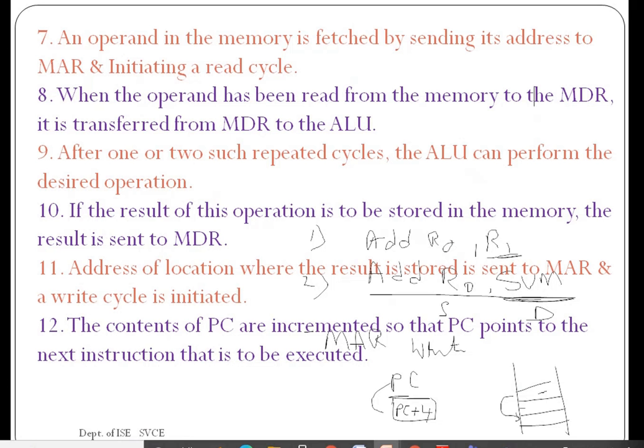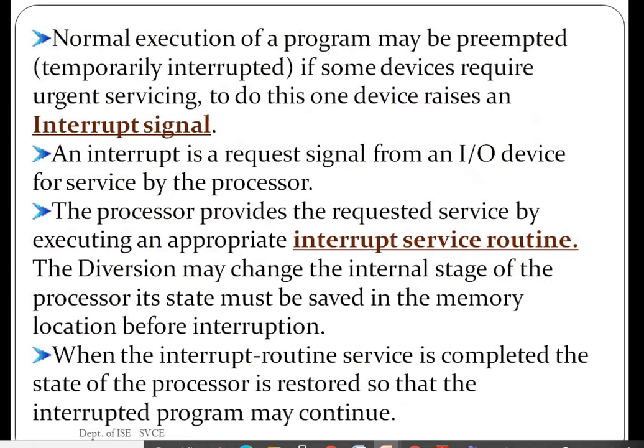While it is doing these steps, in between, the PC is automatically incremented so that it points to the next instruction address. That means you need to remember, when the processor is executing the first instruction, the PC is holding the address of the second instruction. It automatically increments and then holds the address of the next instruction. Here you can see the PC, the initial address, incremented to the next instruction address, PC plus 4. Why is it 4? I'm going to explain that in the next chapter. Just remember the PC is incremented so that it points to the address of the next instruction.